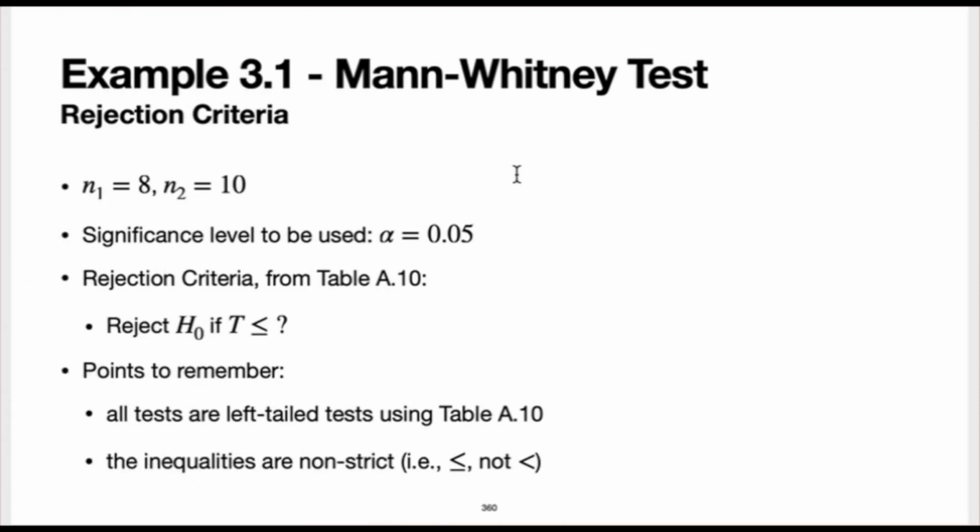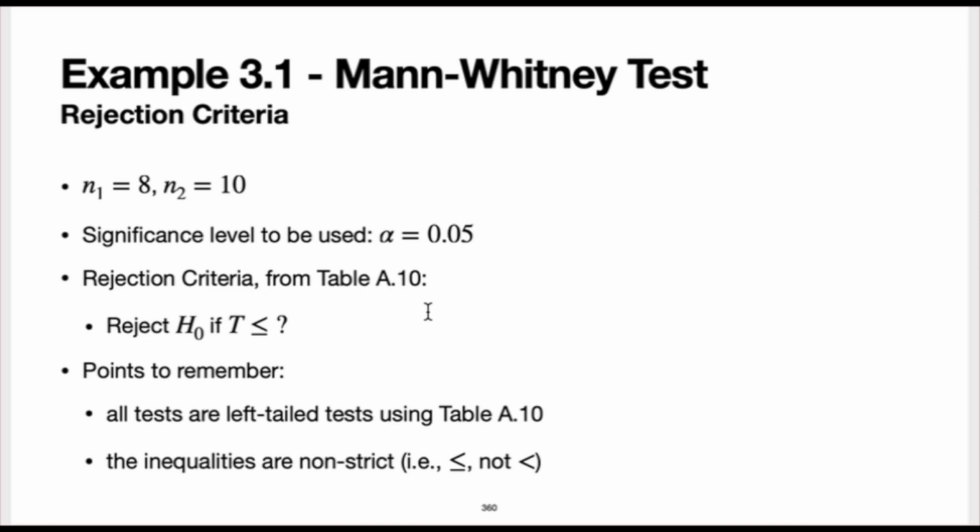Alright, so now in terms of the labeling 1 and 2, so samples 1 and 2, populations 1 and 2, and so forth, we've got our notation here for the sample sizes. So N1 is equal to 8, N2 is equal to 10. We're going to specify rejection criteria using a significance level of alpha equal to 0.05.